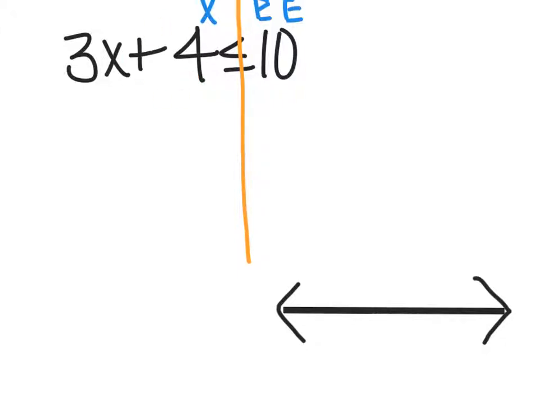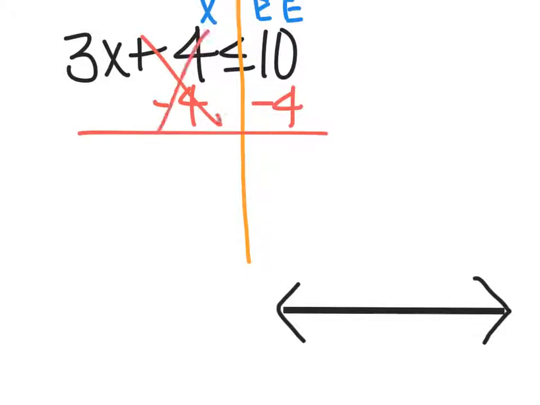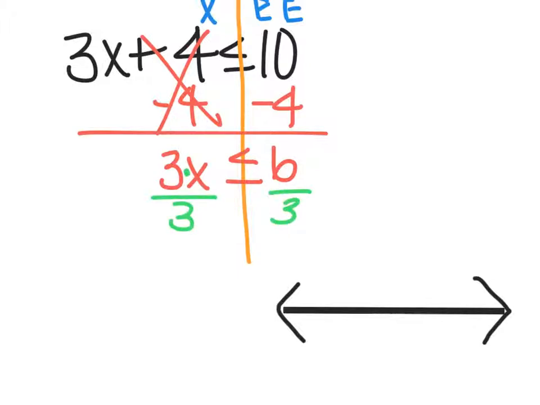So I'm going to move that by minusing 4 from both sides, doing the opposite. So the plus 4 minus 4 are going to cancel. I'm left with 3x is less than or equal to 6. And then to get x completely by itself, I need to get rid of the 3 that is multiplied. So I'm going to do the opposite of that, which is to divide. So I'm left with x is less than or equal to 6 divided by 3, which is 2.